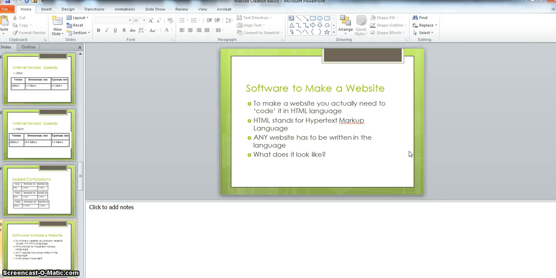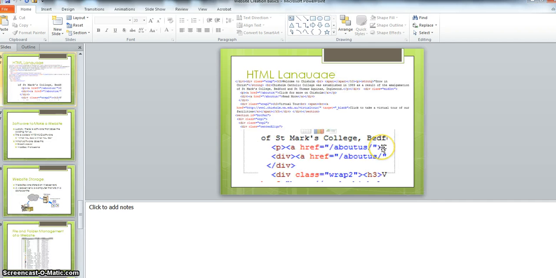Next, you need software to make a website, and that software is coded in HTML. HTML stands for Hypertext Markup Language. Any website has to be written in this language. What does it look like? It actually looks like this.